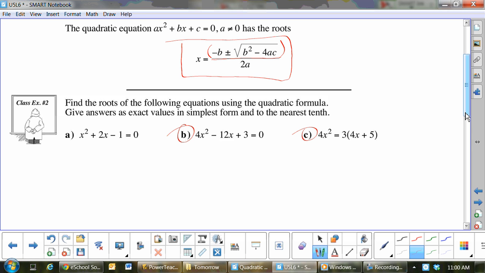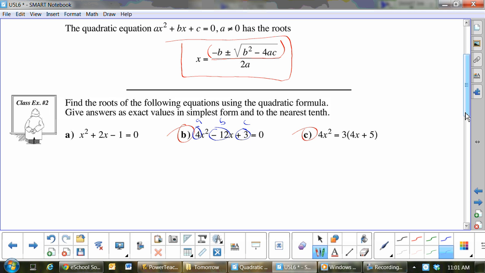Okay, so with that, I know I need to know A and B and C. So this is what I always do. I actually never write down A equals, B equals, C equals. I just do this. That's A, that's B, and that's C. So now I always know. Now remember, always take the sign with it. They're buddies.